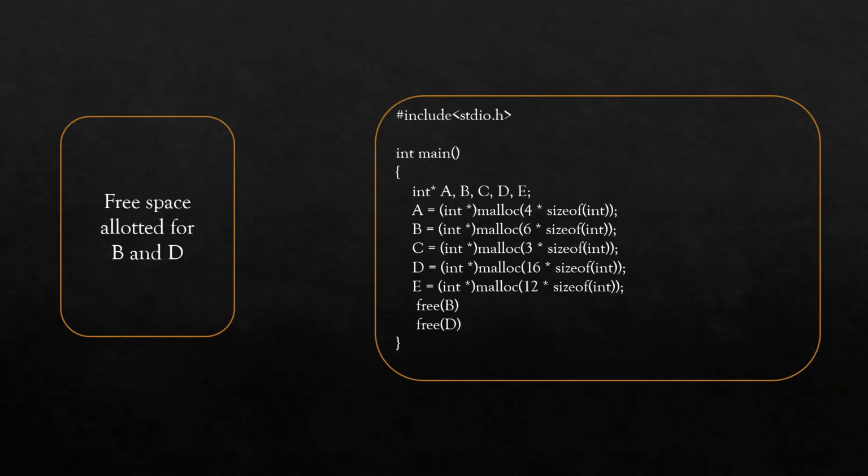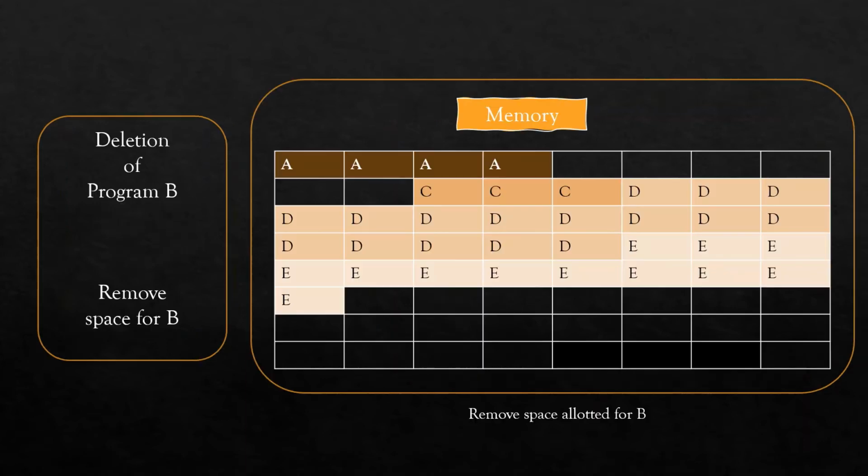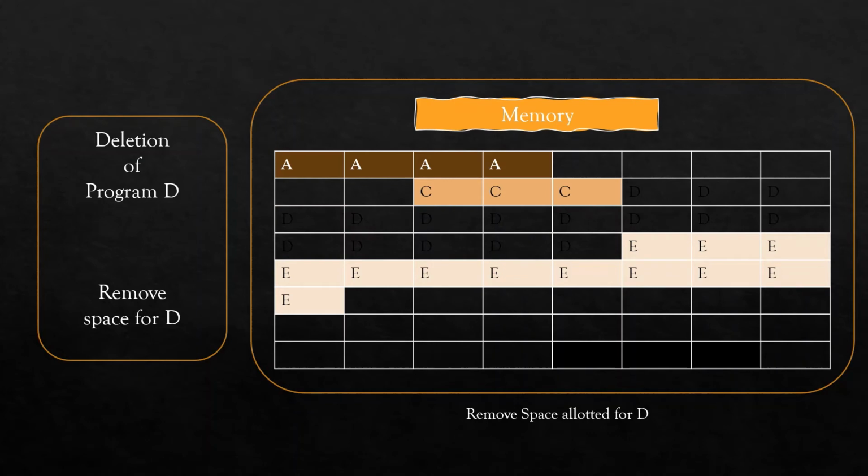Now let us free the space which was allotted for B and D. When we remove the 6 blocks that were allocated to B, we get some free blocks in between A and C. And when we remove the space allocated for the 16 blocks of D, we get another free space between C and E.